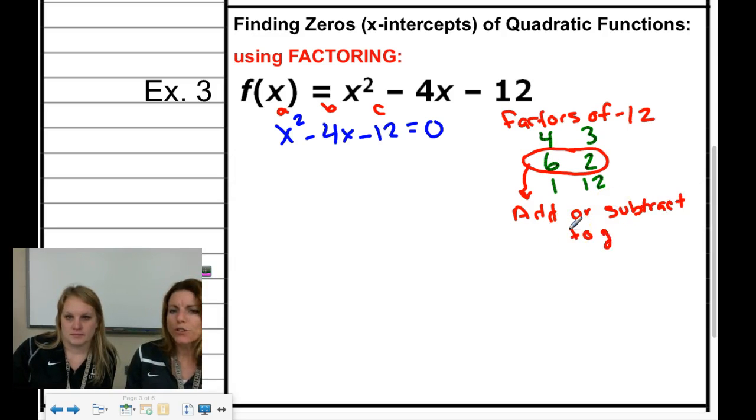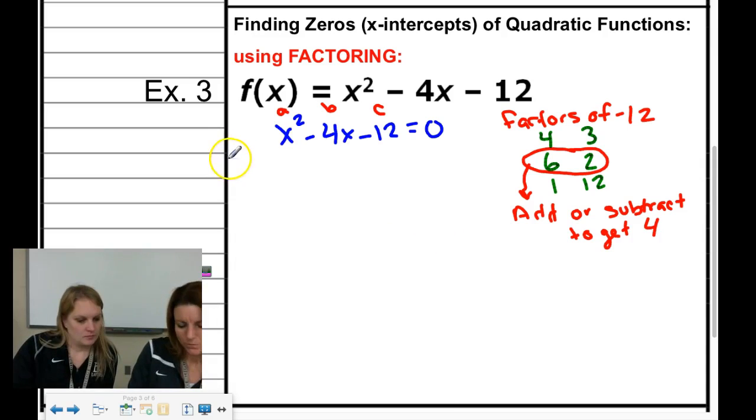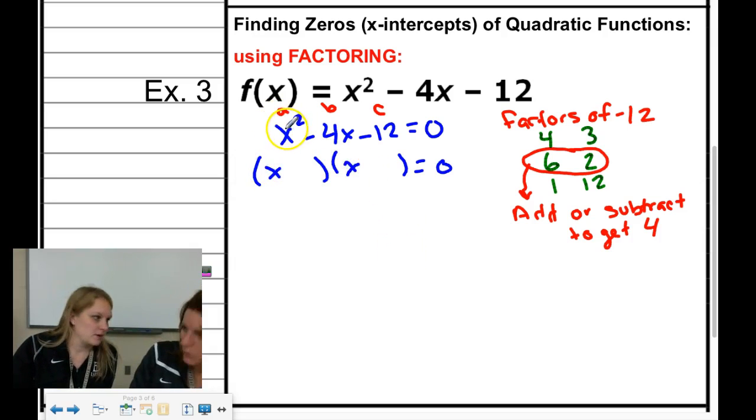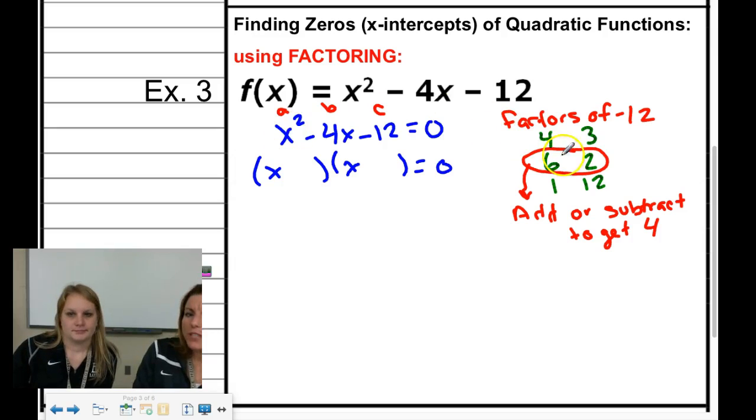So in order to factor, we're going to write 2 sets of parentheses, and set it equal to 0 still. When you're factoring, you're going to write an x and an x. The reason is that x times x is x squared. Now, the outside two numbers are the 6 and the 2. So let's just write 6 and 2.